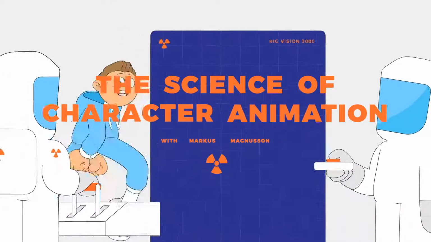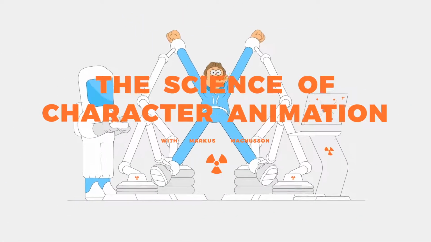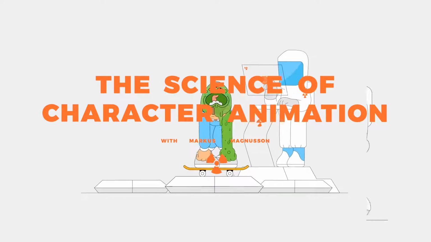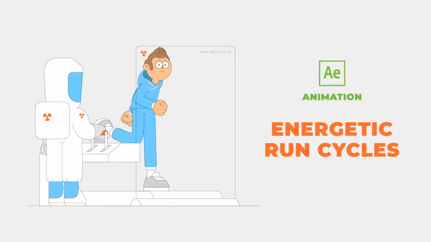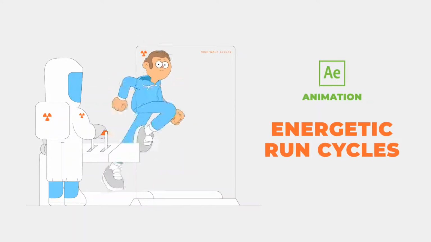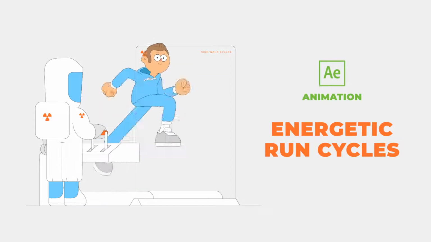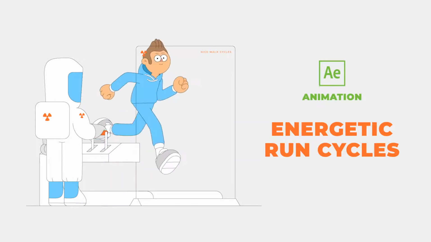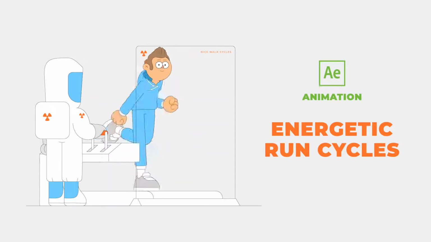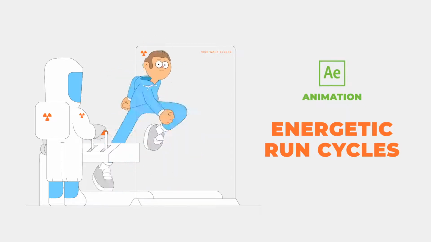Welcome back, fellow animators. In this lesson, you'll learn how to make your character run on sixes. That is 6 frames per step, which equals 4 steps per second. And yes, this is one of the most common tempos when doing run cycles.